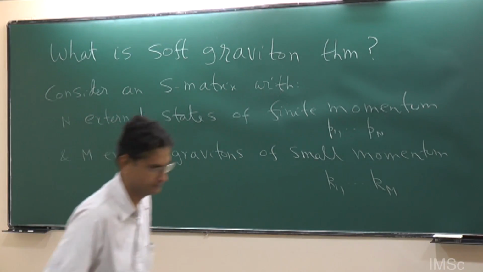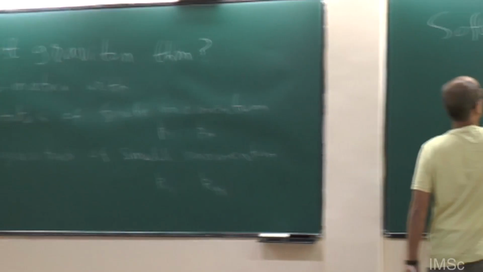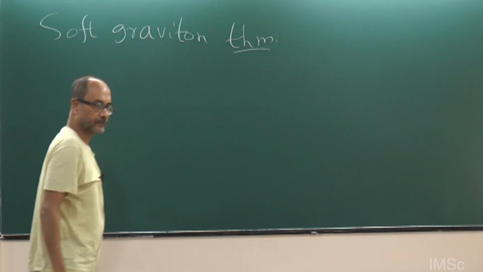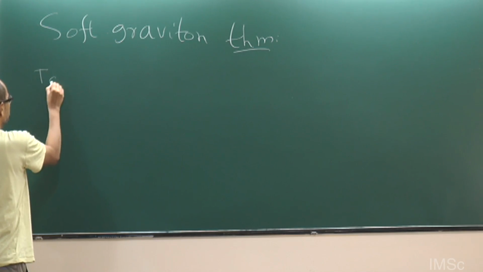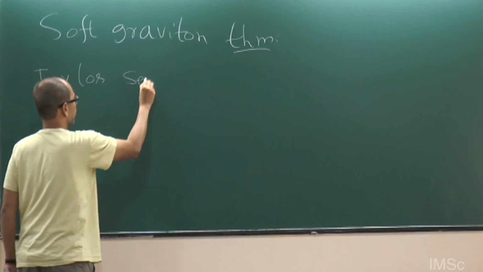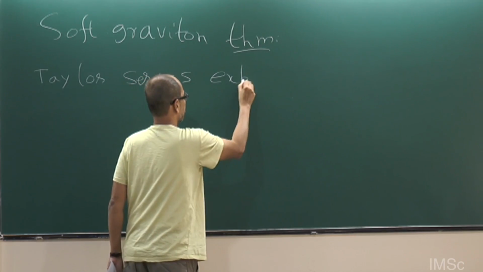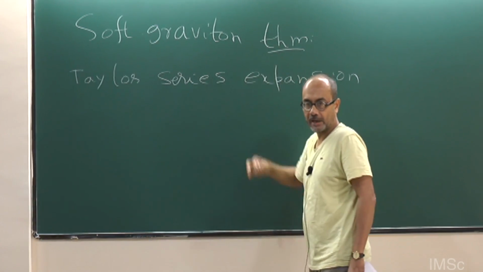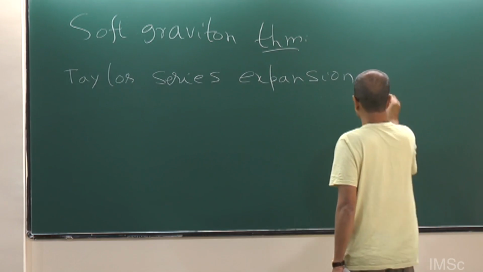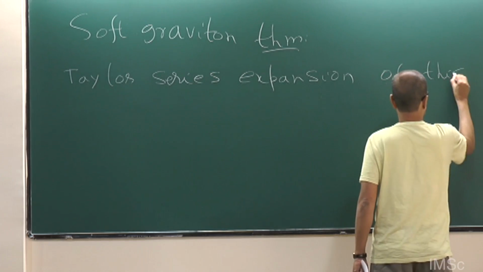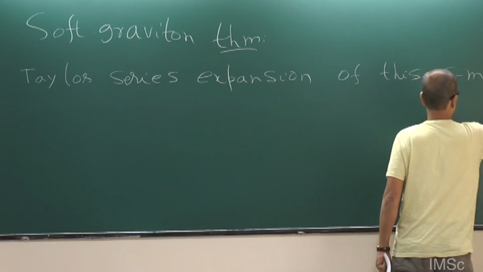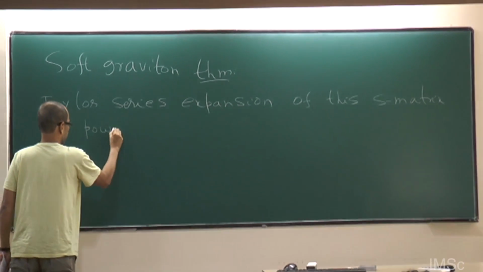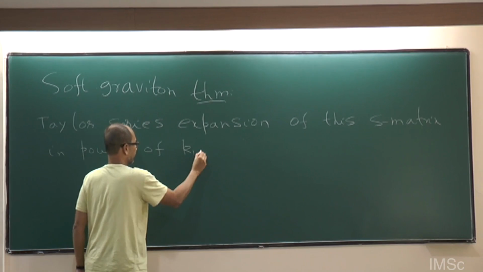So what the soft graviton theorem is supposed to do is give a Taylor series expansion, more precisely a Laurent series expansion, because it will also have some inverse parts, as we will see. So it's a series expansion of this amplitude, of this S matrix, in powers of the soft momenta, in powers of K1 to Km.